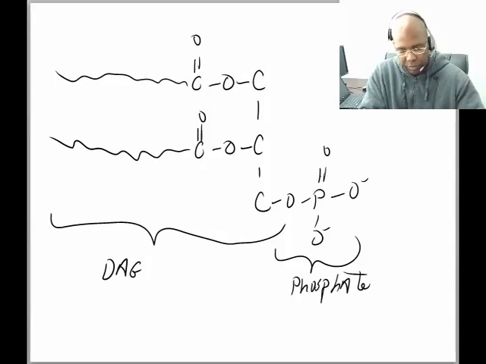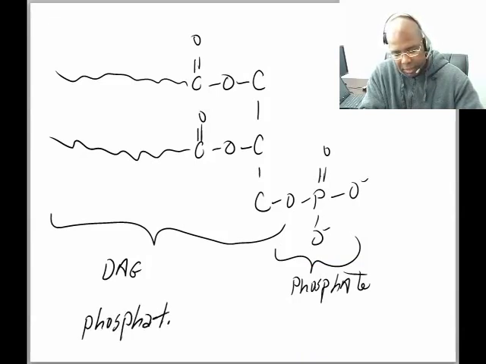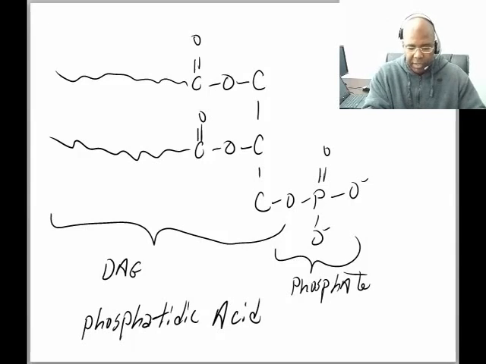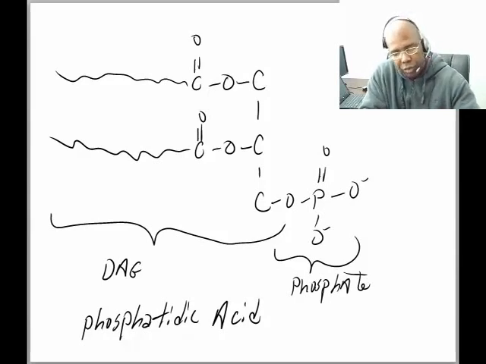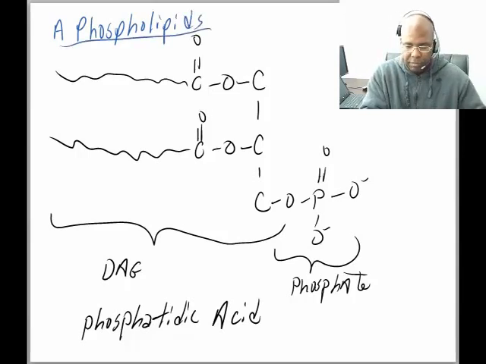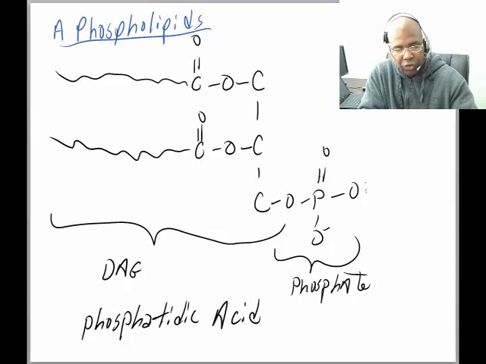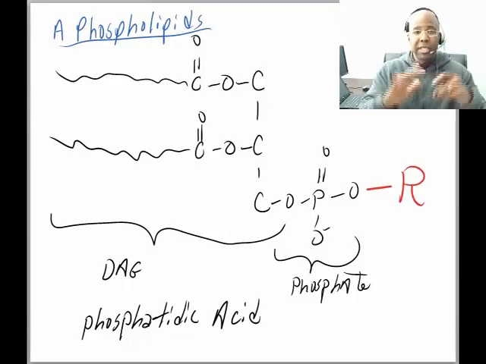And so this molecule, this structure, is known as phosphatidic acid. Okay. And phosphatidic acid is a phospholipid. All of our phospholipids are going to be based on this structure. It's the parent of all of our phospholipids. And so all we have to do now to make all of our other phospholipids would be to attach something here. Attach an R group here. And this makes all of our phospholipids.